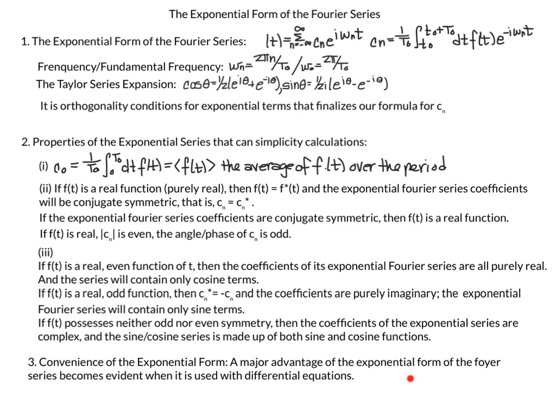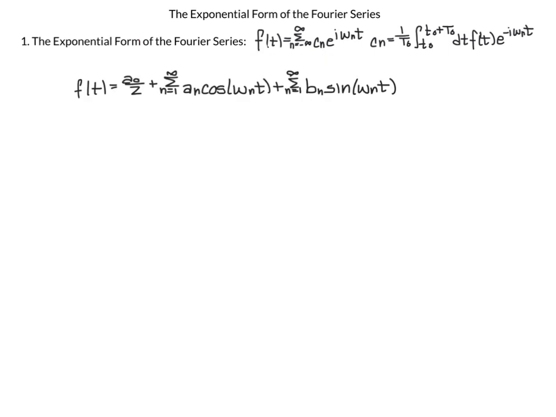That's it for the overview, so we'll go back and we'll start by deriving the exponential form of the Fourier series. To derive this formula here for the exponential form of the Fourier series, f of t is equal to the summation from n equals negative infinity to infinity, c_n e^(i omega_n t), where c_n is equal to 1 over T, that's our period, integral t_0 to t_0 plus our period, f of t e^(-i omega_n t).